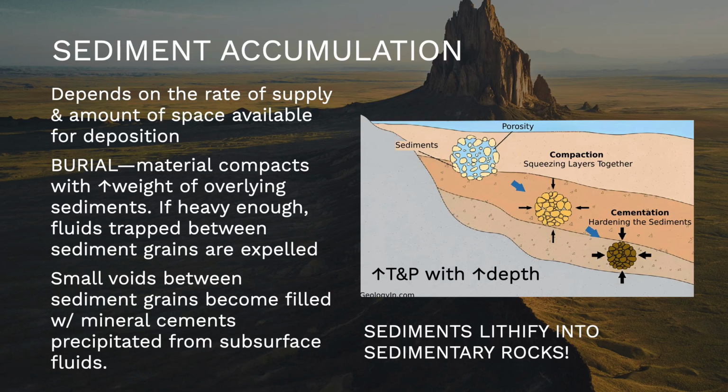these sediment grains will be filled with mineral cements that are precipitated from subsurface fluids that are then deposited and cemented into all of those grains. So the cementation creates the hardening of those sediments. And then after all that, once you have that cementation, you have cemented your sediments together and they are now lithified into sedimentary rock. So a sedimentary rock is now born.